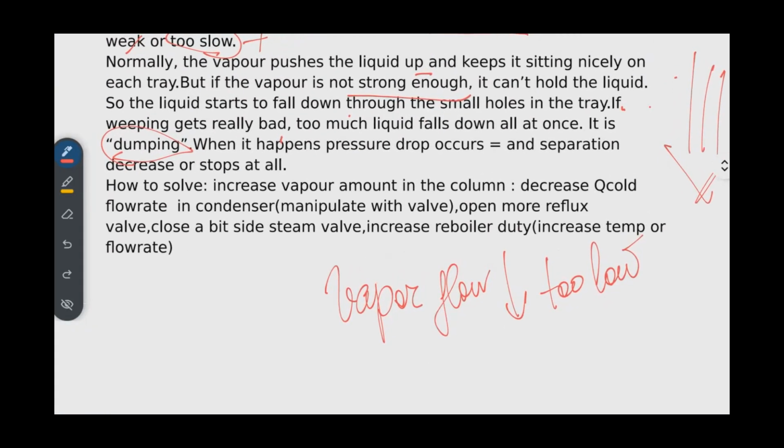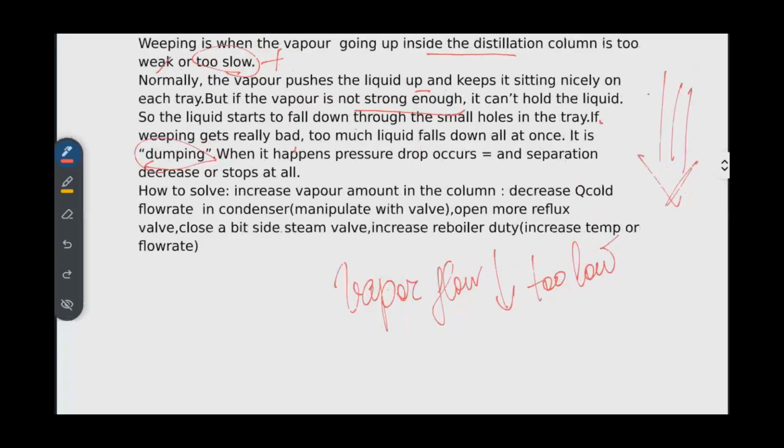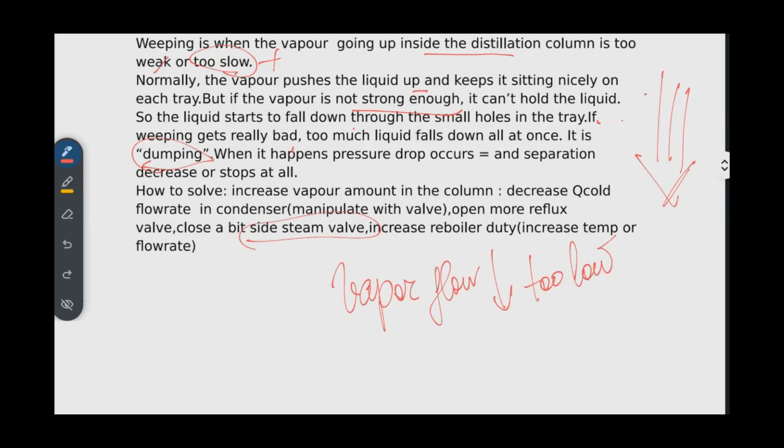And how to solve it? Increase the vapor amount in the column, decrease the cold flow rate in the condenser, open the reflux valve more, close the side stream valve if you have one, and increase the reboiler duty.